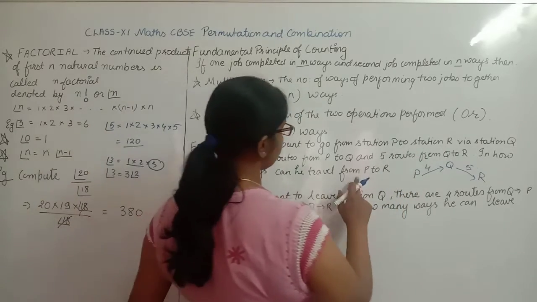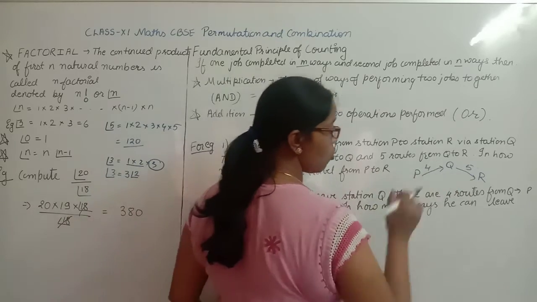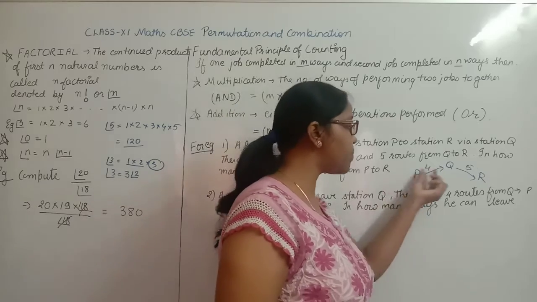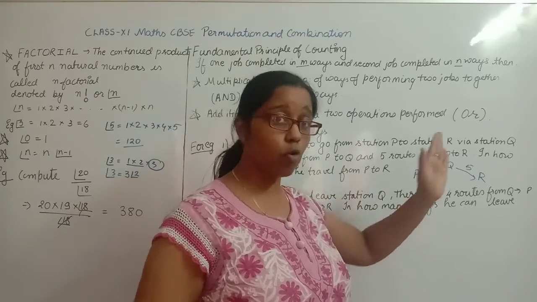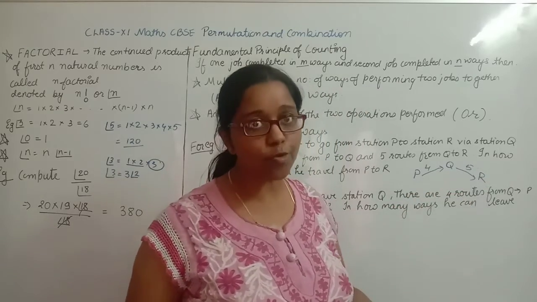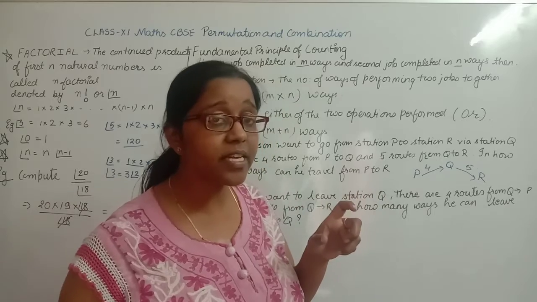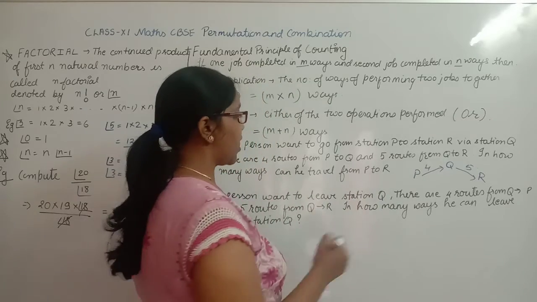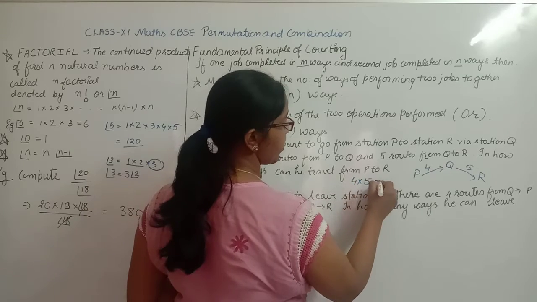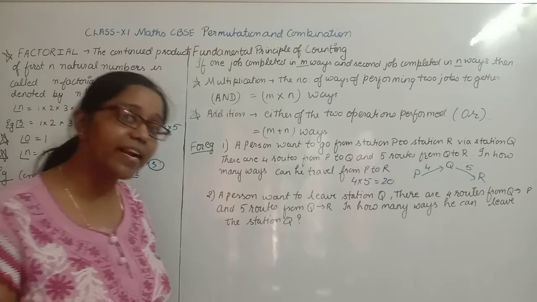So in how many ways can he travel from P to R? The total number of ways: you have to compulsorily go from P to Q, because you have to go via Q, and then from Q to R because you have to reach R. So you are applying the compulsory condition, that is AND. So the number of ways will be 4 into 5, equal to 20. This is the example of the condition AND.